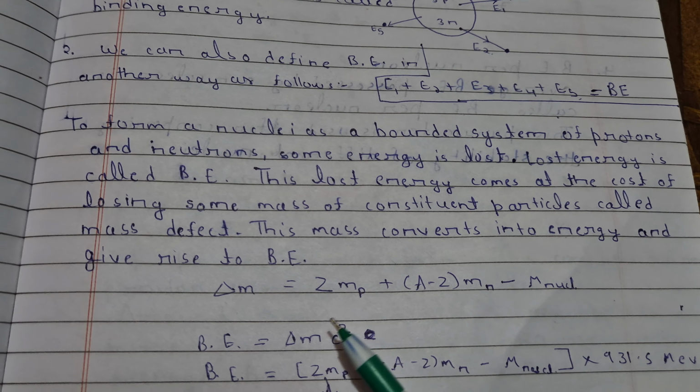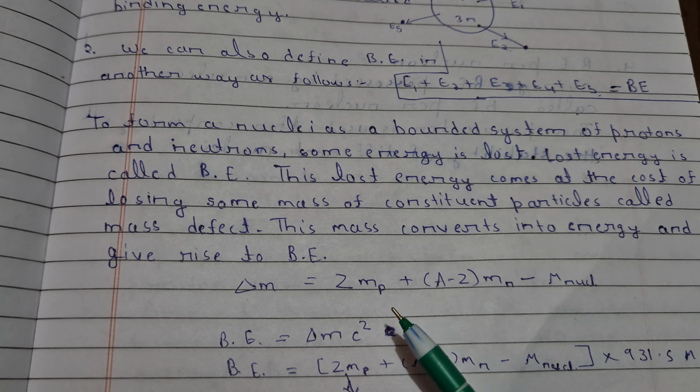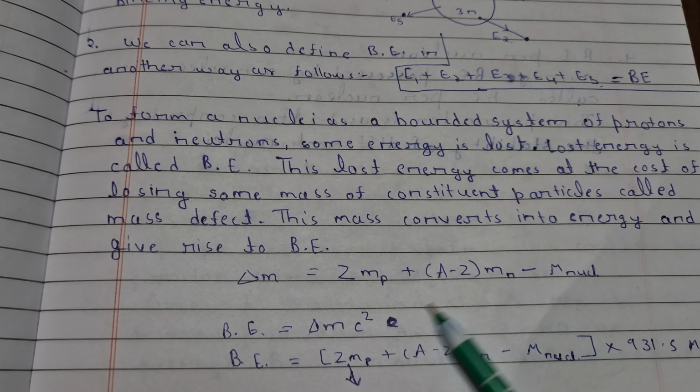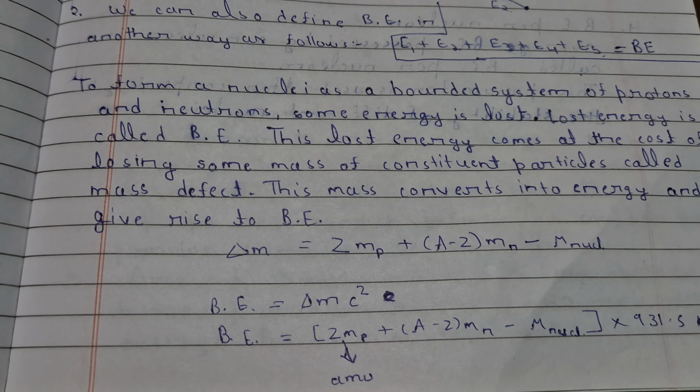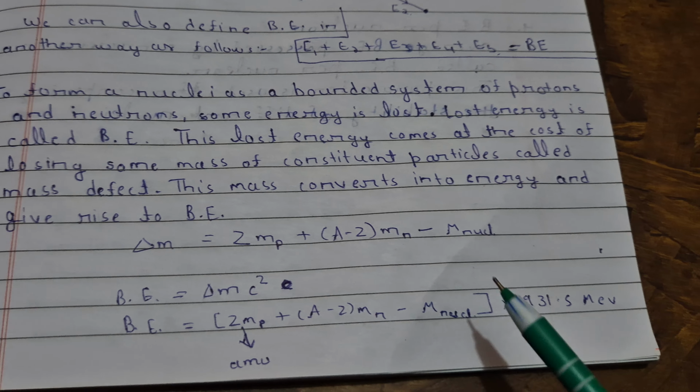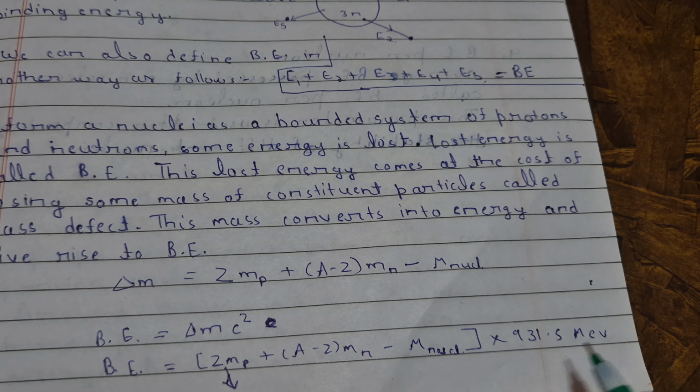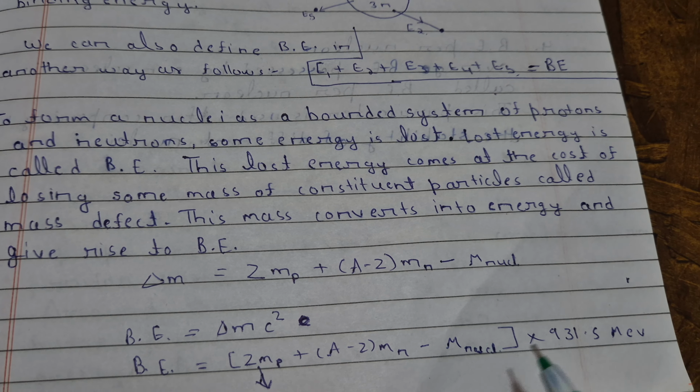Now from the Einstein equation, mc square gives you the energy associated with the mass defect, that will be delta m c square. If the mass is given in atomic mass units, you just need to multiply by 931.5 mega electron volt. This will give you the energy in mega electron volt. So you must remember this formula.